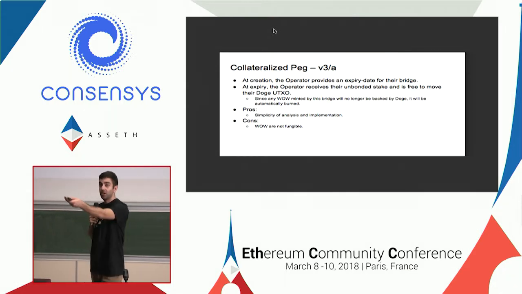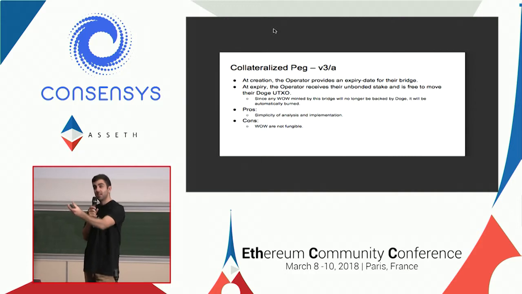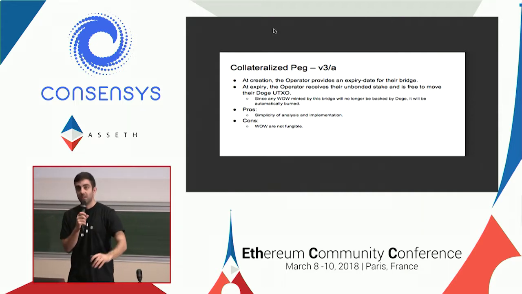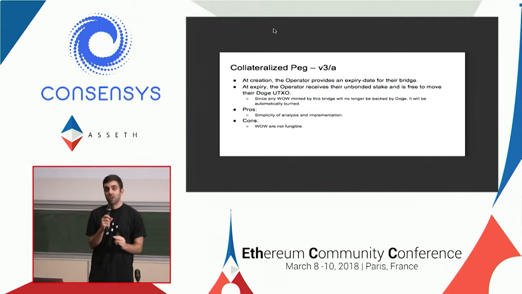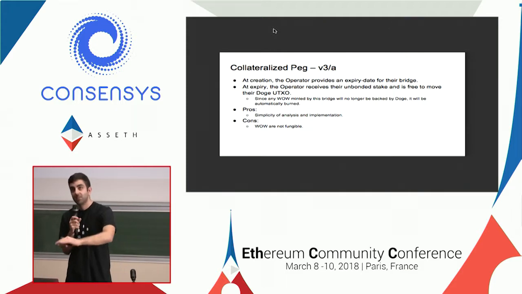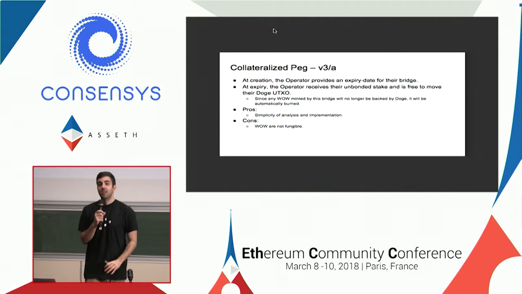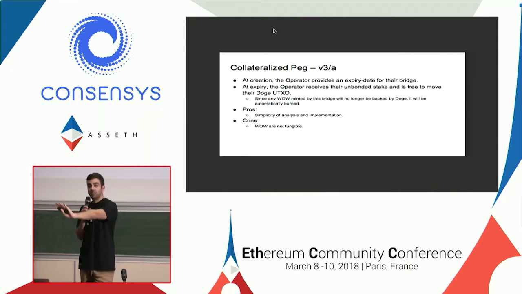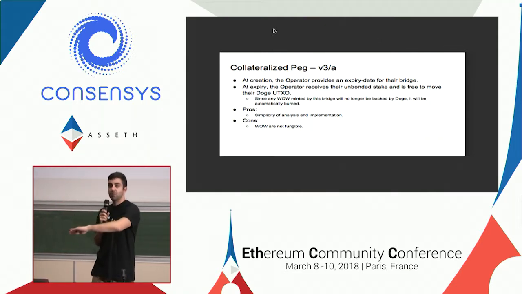So they make the call, they provide some ETH stake, they provide their Doge address, but they also provide a block number at which the bridge is no longer open. And the contract would enforce some minimum blocks in the future that you need to set, so the bridge is actually real. So then, yeah, they create the bridge, people send them money, they go through.